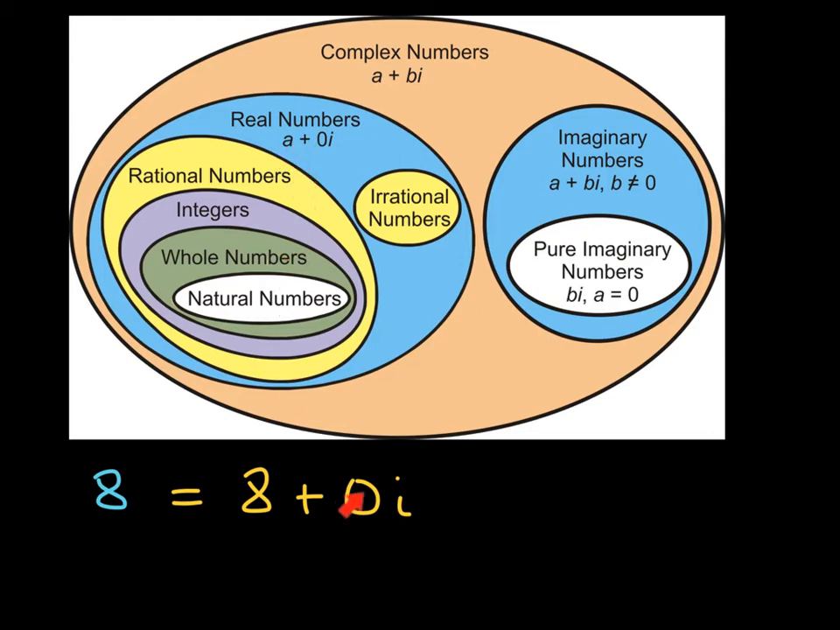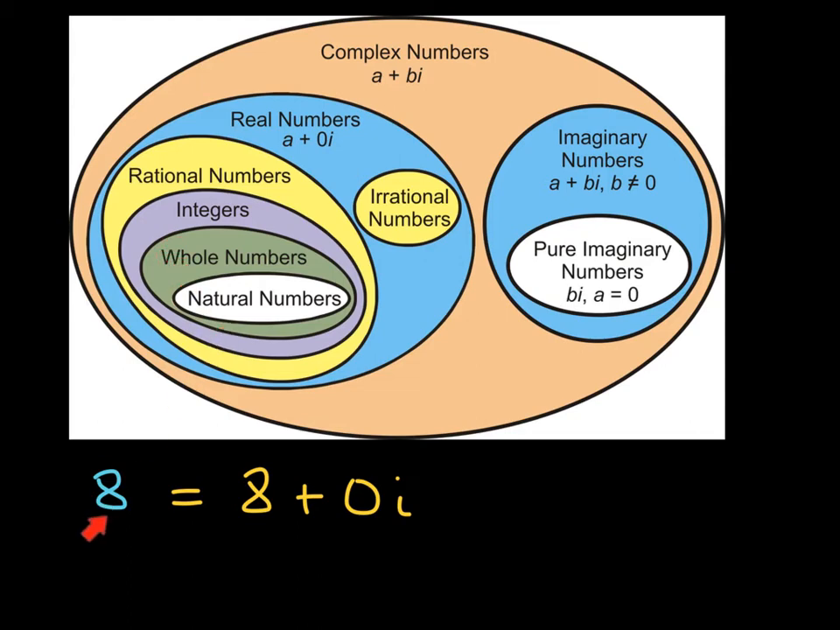But wait a minute, is 8 also rational? It's not written as a fraction, but can you write it as a fraction? Of course you can. 8 can be rewritten as 8 over 1, or 16 over 2, or 24 divided by 3. There's infinitely many ways to write 8 as a fraction, so it's rational. Is it irrational? No. A number cannot be rational and irrational. It has to be one or the other. So it's rational, it's an integer, it's whole, it's natural.